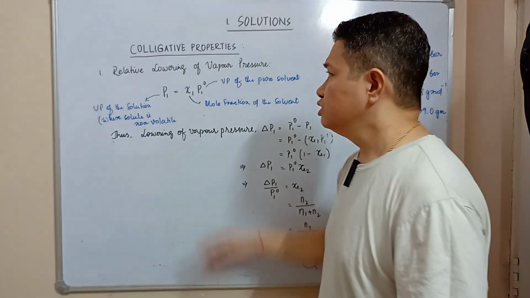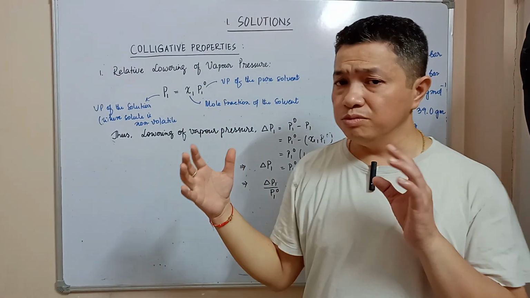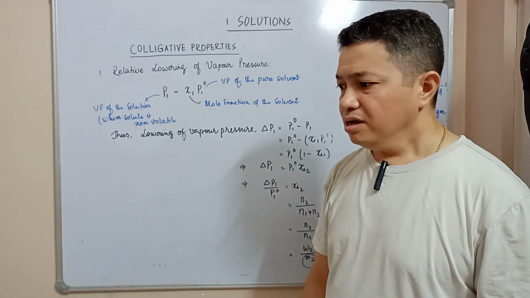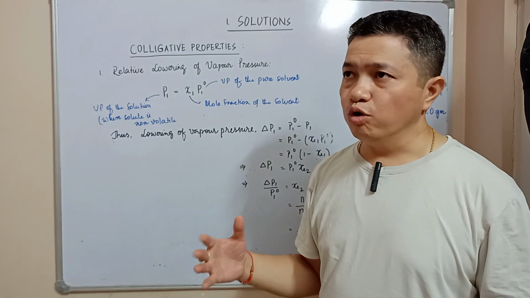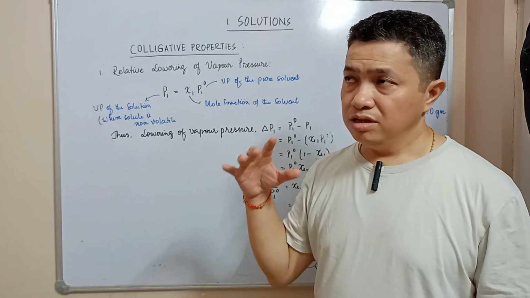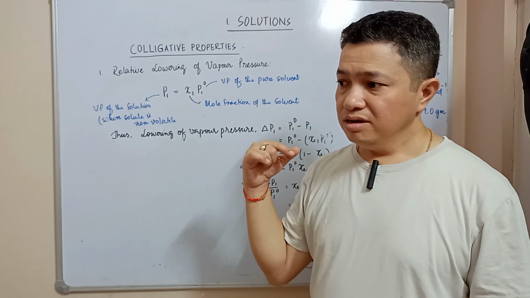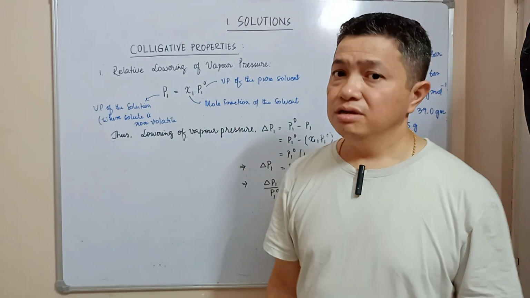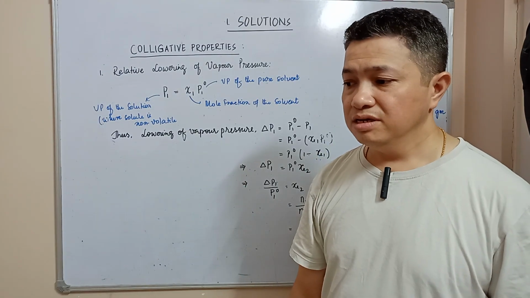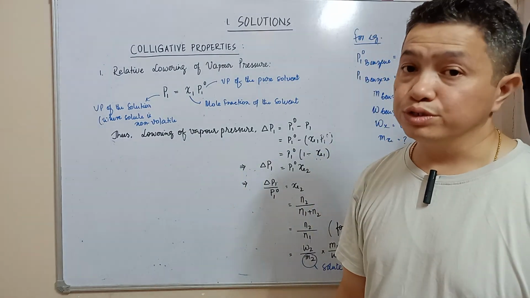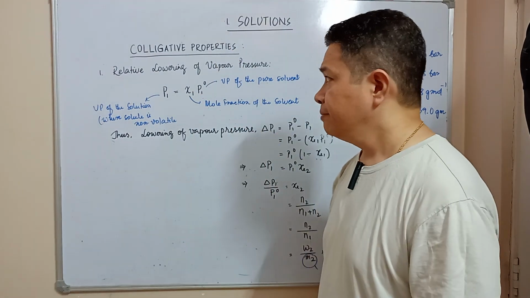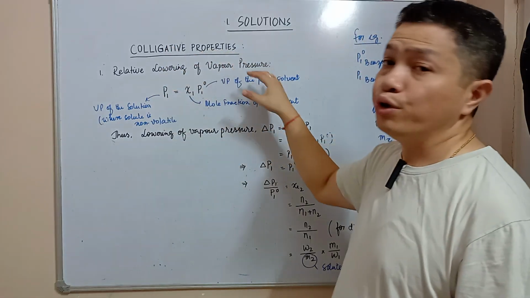The first property is relative lowering of vapor pressure. The vapor pressure of the pure solvent will lower. And there is one more property called elevation of boiling point of the solution. Then the depression of freezing point of the solvent, and the osmotic pressure of the solution. So there are 4 properties that we'll be learning as colligative properties of the solution. The first property is relative lowering of vapor pressure.